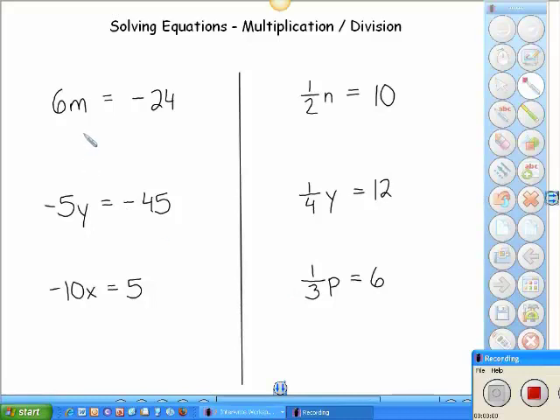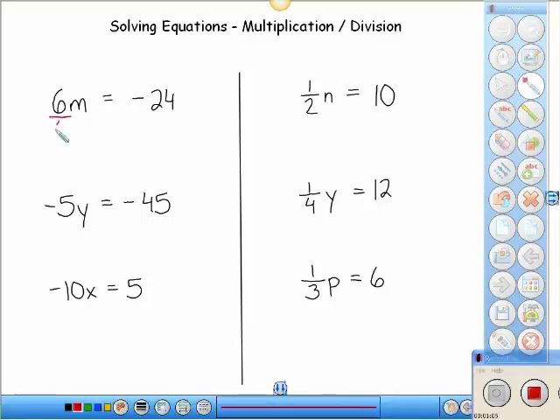We're going to do the same type of thing on these equations. We're going to do the opposite in order to isolate the variable. Now let me tell you what I mean. 6m equals negative 24. All right, well, I've got 6 times m. I want m to be by itself, so I need to get rid of the 6. Now I'm not going to subtract 6 because that's not the opposite. Right now here I have times 6. 6 times m, so it's a times 6. So the opposite of times 6 is divide by 6.